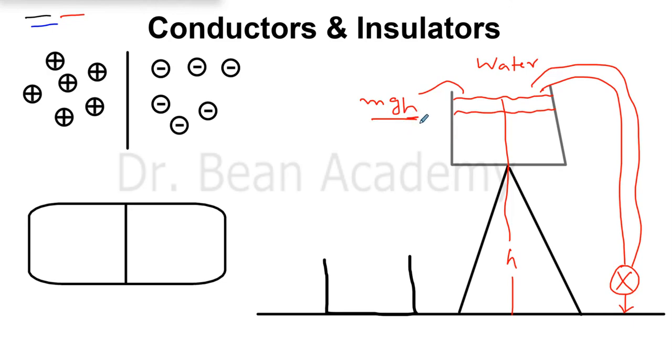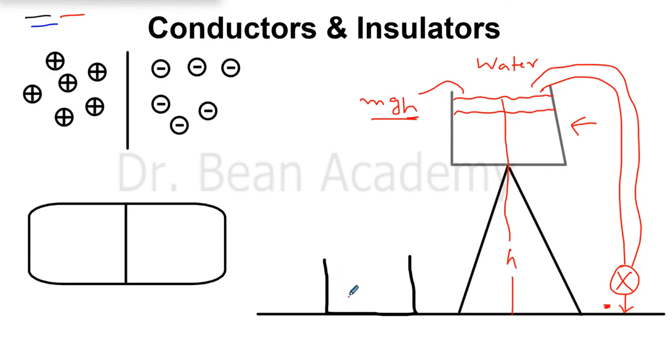So water has this energy because of this height h, because now you brought it to a certain height h, and you worked against the force of gravity in bringing the water from the ground up to this height, and that's why this water has a potential energy.